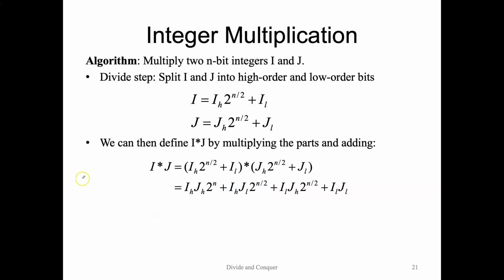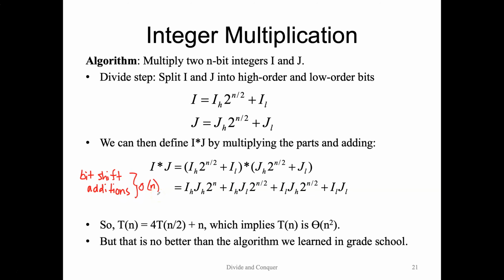So those operations, bit shifts, additions, and even subtractions, we can do these in linear time. So that means that we have now 4 subproblems, because we have to compute this first, second, third, and fourth term. So we've got 4 subproblems, but each of our subproblems now are of size n over 2, because we broke our bit string in half.